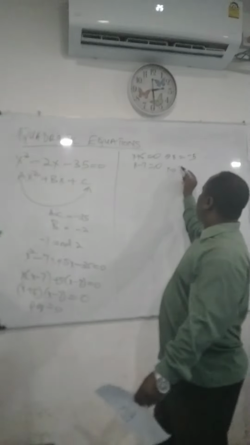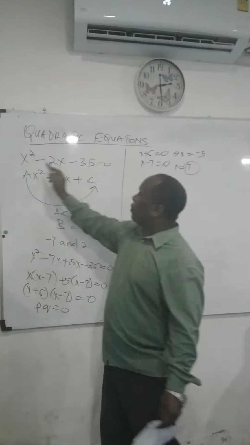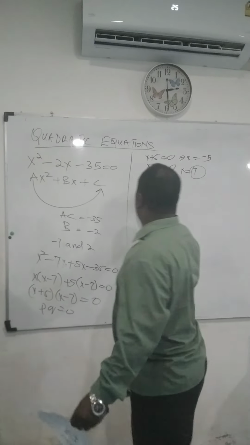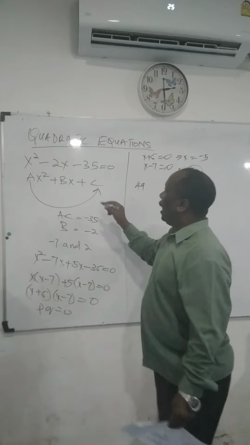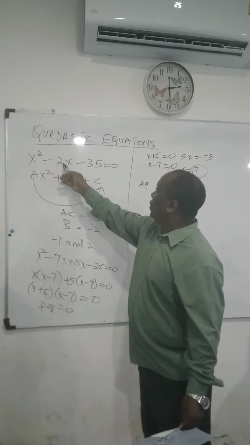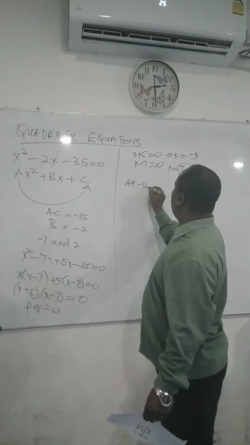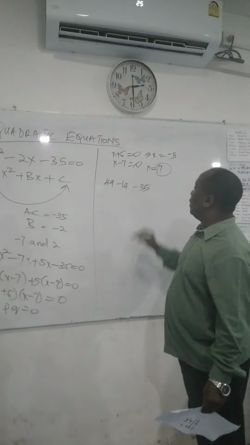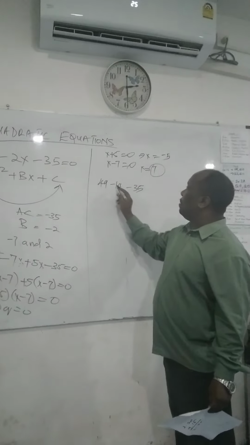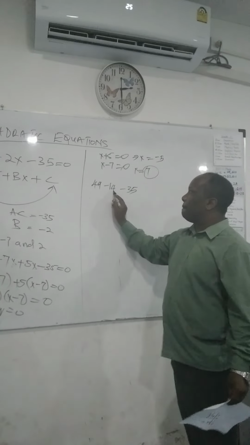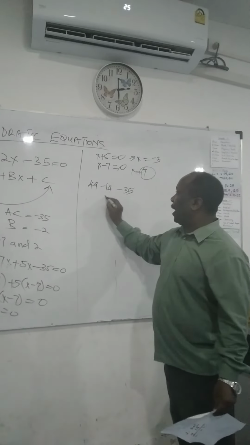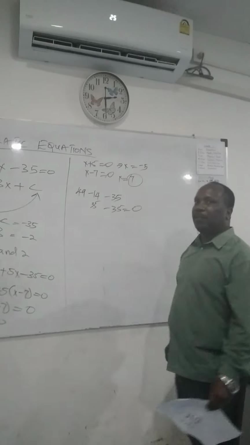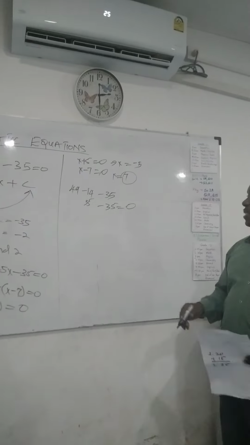For example, let us try to substitute with the 7. So here I get 7 times 7, that is 49. I get minus 2 times 7, I get minus 14, minus 35. So 49 minus 14, I get 35. 35 minus 35, I get 0. It is as easy as that.